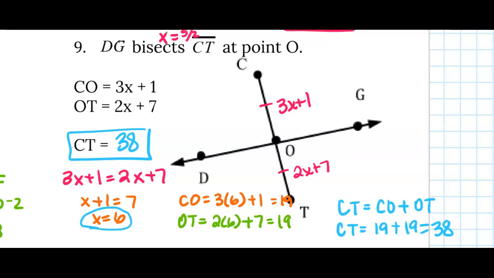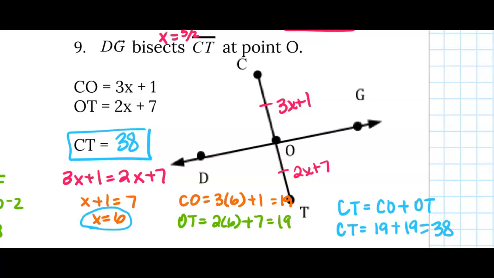Since we are looking for the length of CT, we need to find each length of CO and OT. So you plug in 6 for X for both segments and simplify it out. And then you know that CT is CO plus OT, so you add them together to get 38.